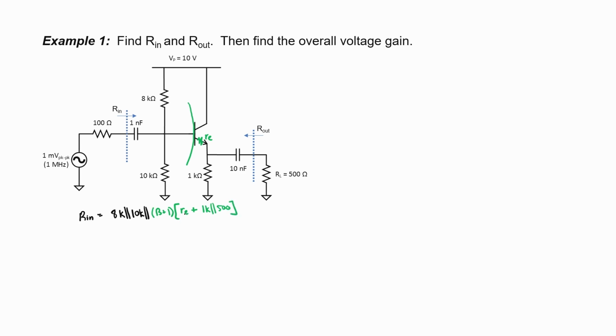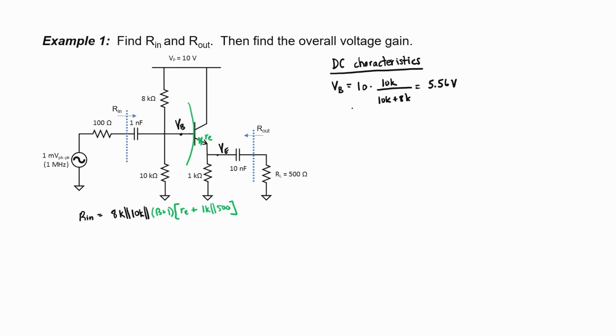In order to find out what little r sub e is, we're going to have to determine the DC characteristics of this amplifier. It's a good idea to do that anyway, just to make sure that it's in the forward active mode. The base voltage is going to be roughly the power supply voltage times this voltage divider set up by the 8 and 10 kilo ohm resistors. That winds up being about 5.56 volts. Of course, in reality, it's going to be slightly lower than that because we do have some base current that's going to draw it down, but we're not going to worry about it here.